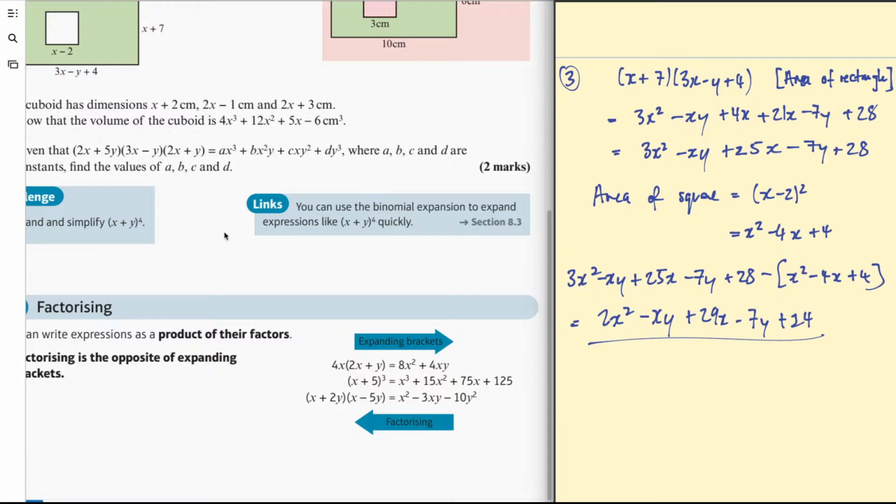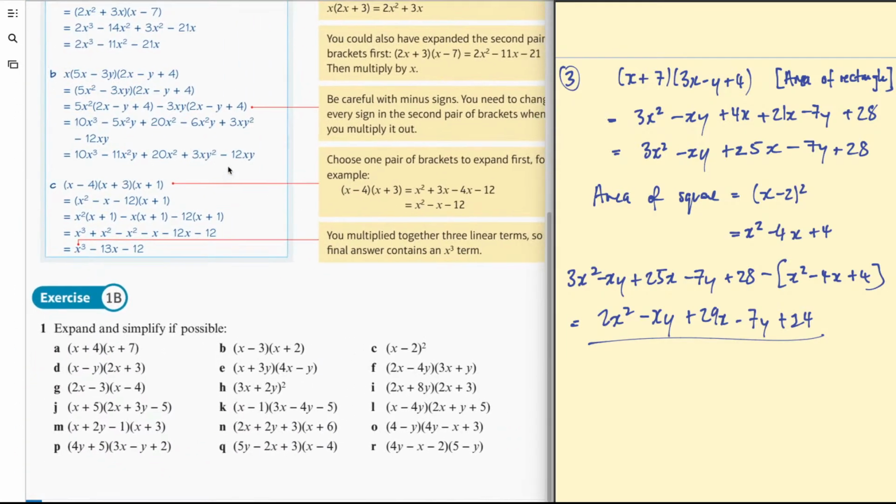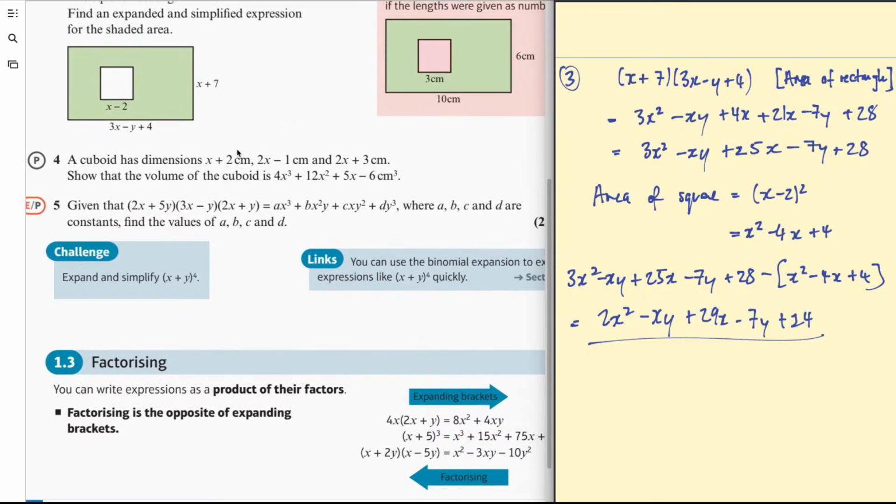The volume of a cuboid is length times width times height, of course. Length times width times height. So you'd multiply those three terms there, and you'd be doing just what we were doing before, multiplying three sets of double brackets. And hopefully you'd end up with this: 4x cubed plus 12x squared plus 5x take away 6.